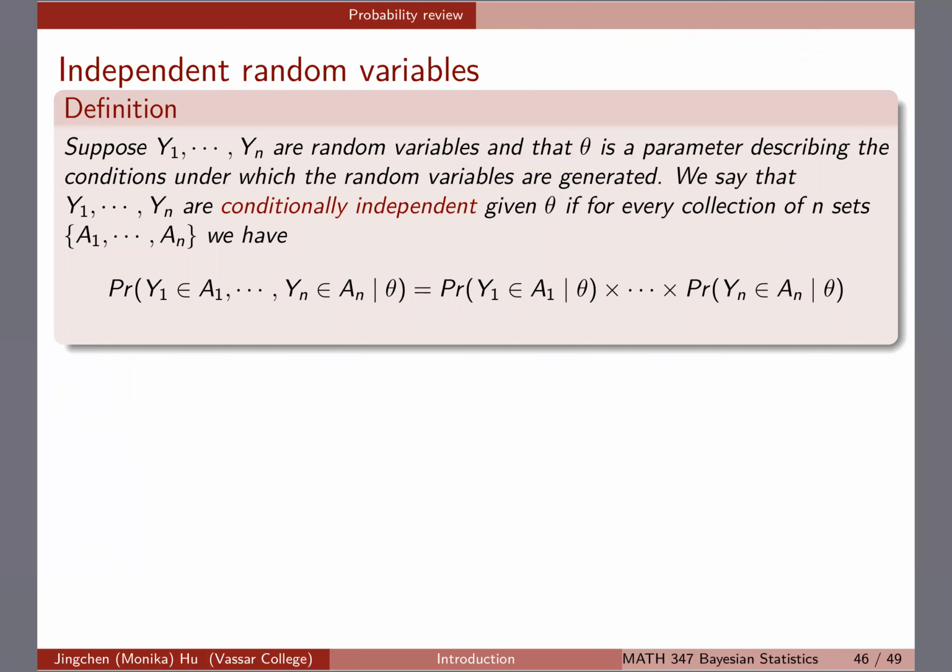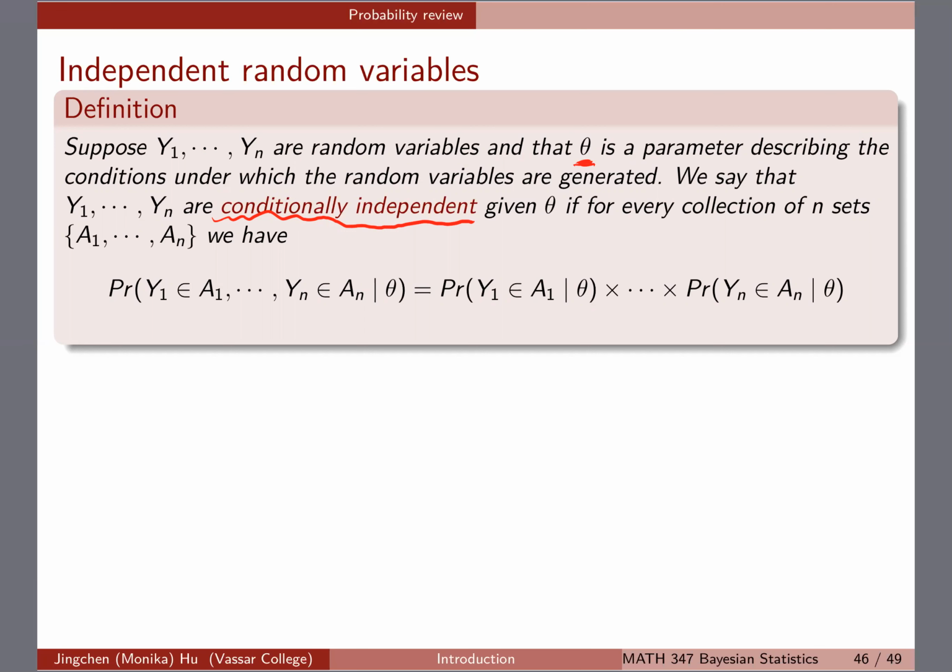All right, and then just the last few definitions before we move to the new chapter. First of all, we care a lot about independent random variables, and in particular, later in the semester you will see that we care about what we call conditionally independent. So let me talk about the definition first and then put it in context. Suppose y1 to yn are random variables, and theta is the parameter describing the condition under which the random variables are generated. To give you an example, if all of the y's are random variables following a normal distribution, then theta can be the mean, the variance, or both.